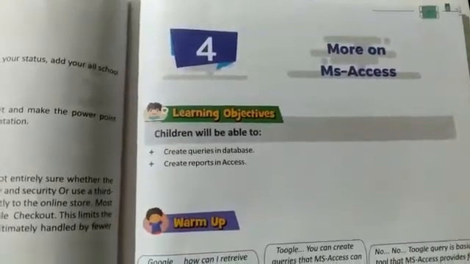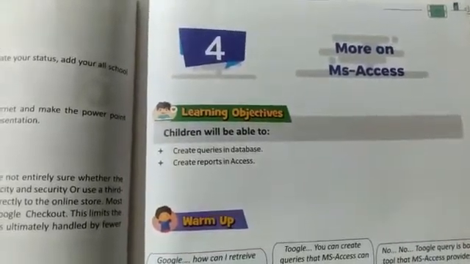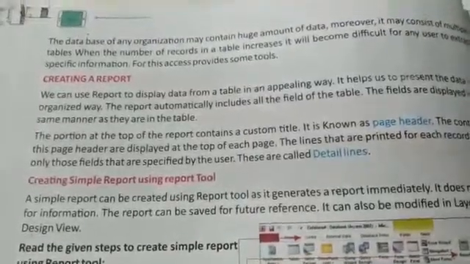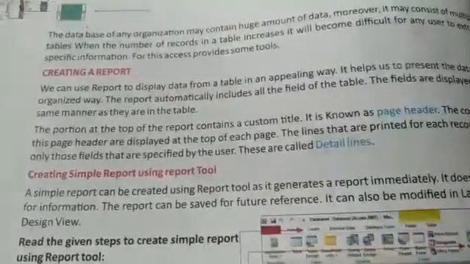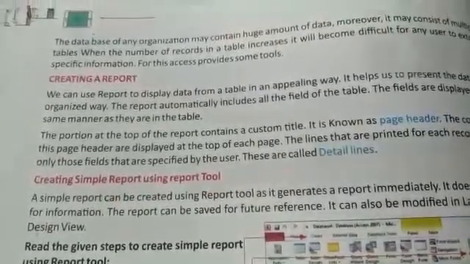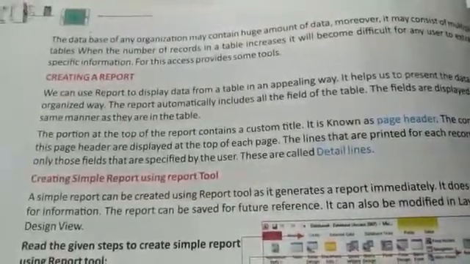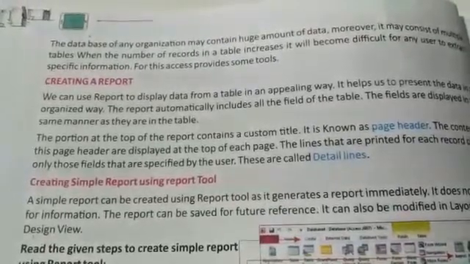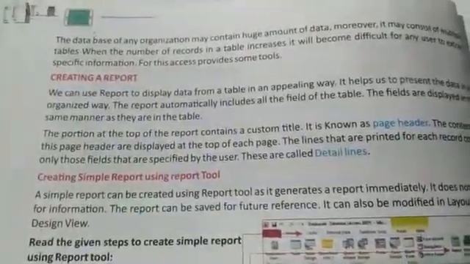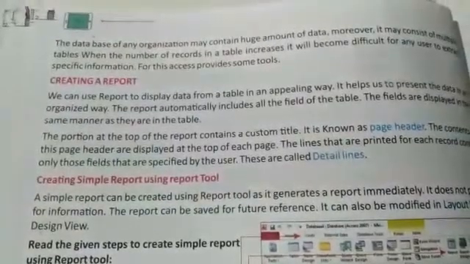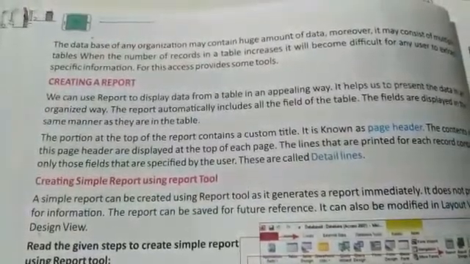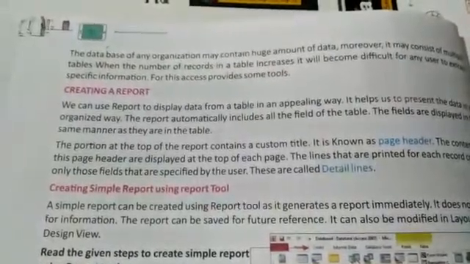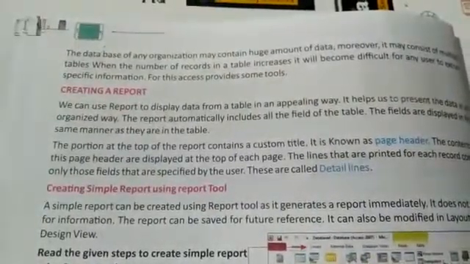This is chapter 4, more on MS Access. Let us know, students, what is MS Access. It is an information management tool that helps you to store information for reference, reporting and analysis. It helps you analyze large amounts of information and manage related data more efficiently than Microsoft Excel or other spreadsheet applications.